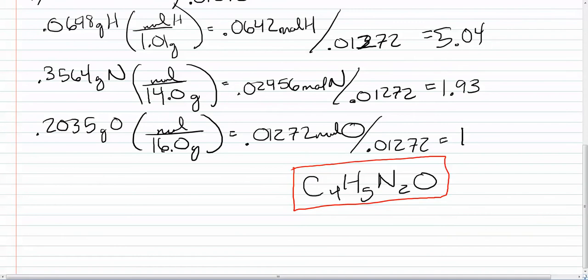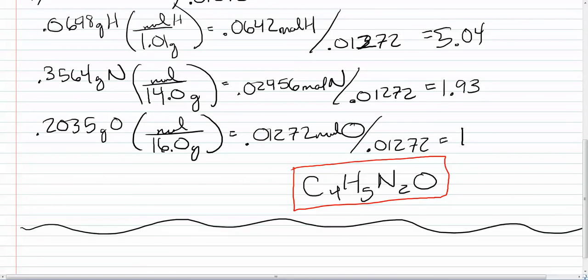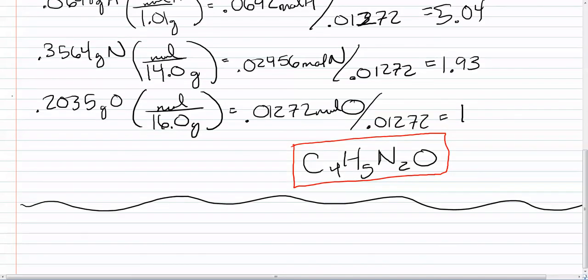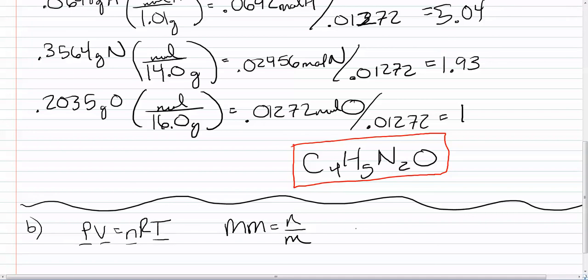Okay, so here we go with another one of these gas law problems that we love so much. In part B, we're looking at a PV equals nRT problem. We have pressure and we have temperature, but we do not have moles and we do not have volume. So what we're going to do is replace those using our friend molar mass and density.